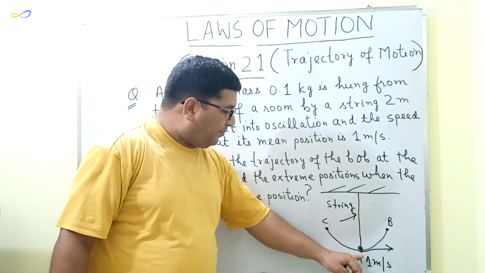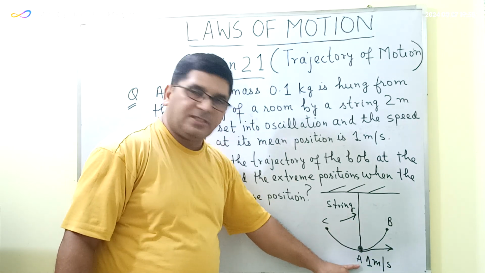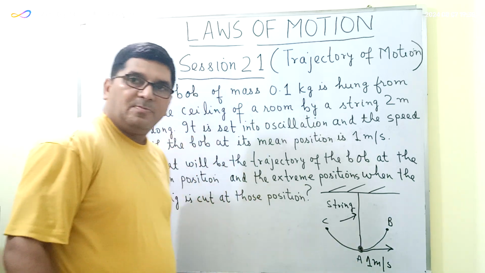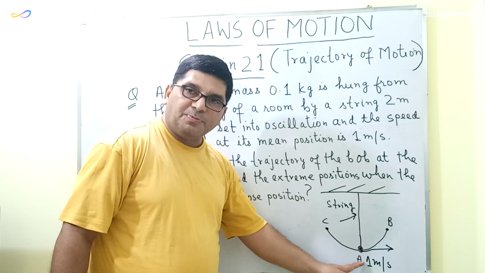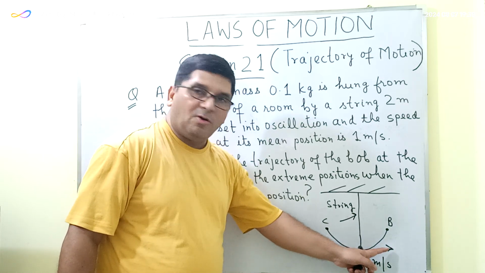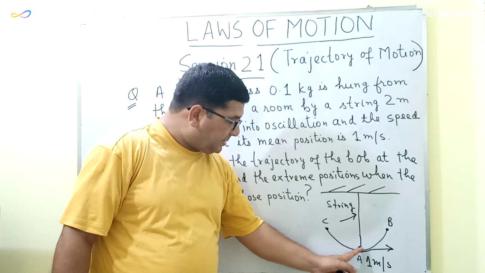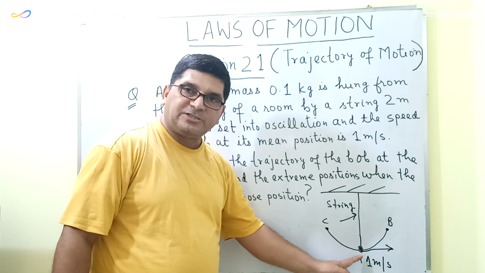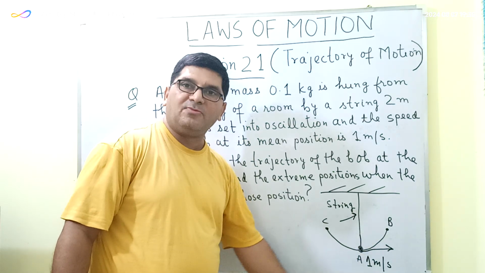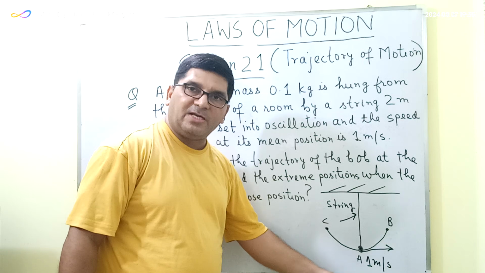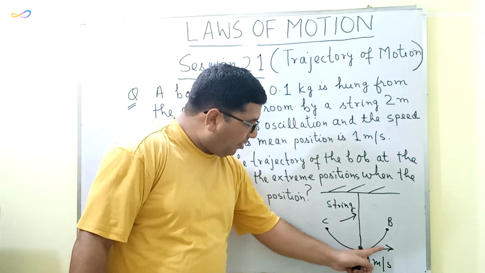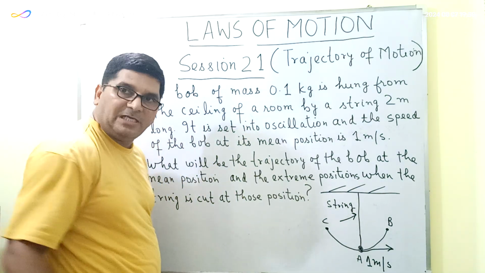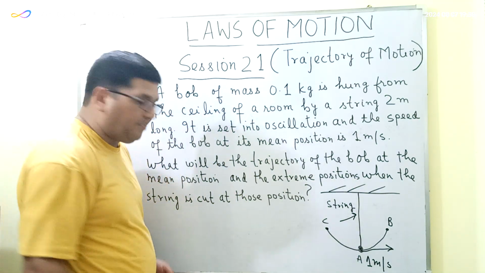So when the string is cut at its mean position A, then this bob will follow a projectile motion, because at this position the bob is having a horizontal speed of 1 meter per second, and at the same time when the string is cut here at this position A, this bob will be experiencing the acceleration due to gravity, which is acting vertically downward. So because of the acceleration due to gravity, which is acting vertically downward, and the horizontal speed of 1 meter per second at this point A, this bob will follow a projectile motion and which will be a parabolic path.